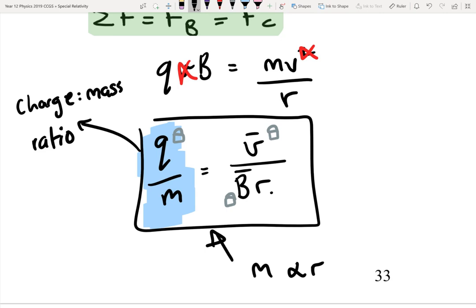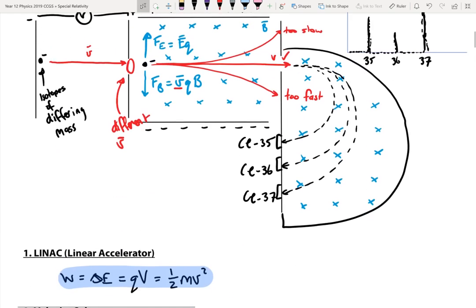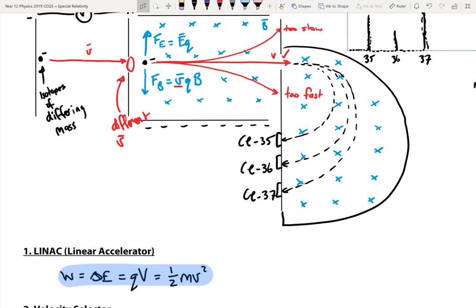Maybe the radius is set. Maybe your mass spectrometer has a fixed radius, where your detectors are, that you can't change. So maybe we can change the velocity and the magnetic field.